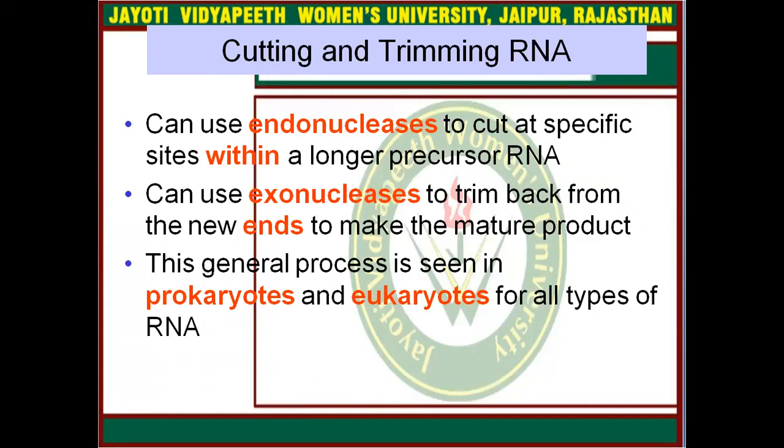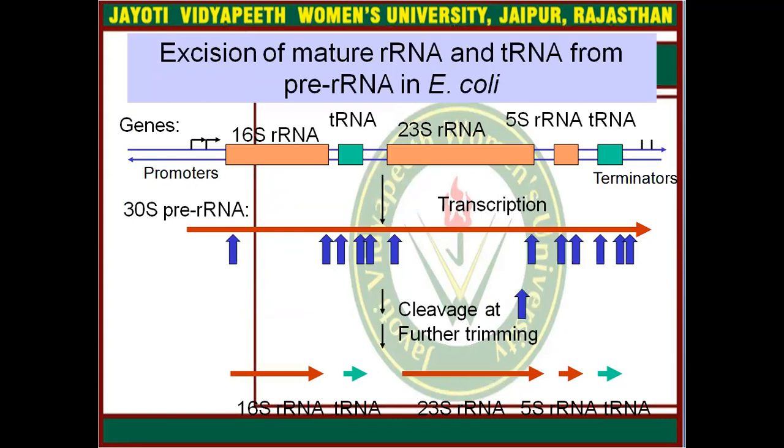First of all, we will discuss cutting and trimming. We can use endonucleases to cut at a specific site within a longer precursor RNA. We can use exonuclease to trim back from the new ends to make the mature product. This general process is seen in prokaryotes and eukaryotes, for all types of RNA.